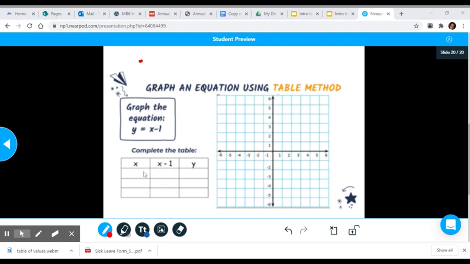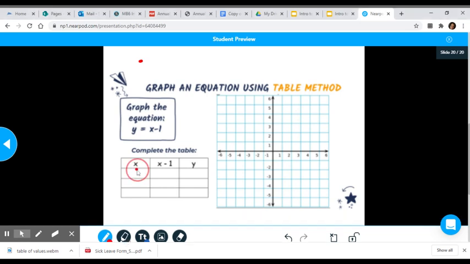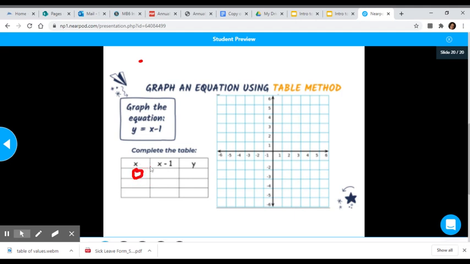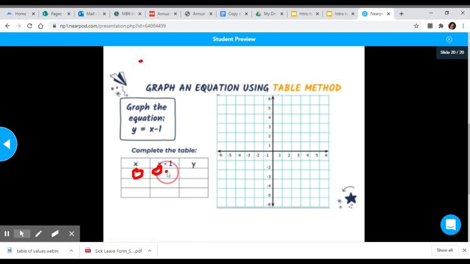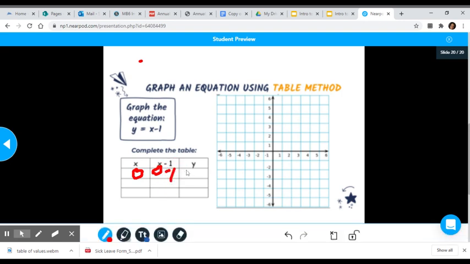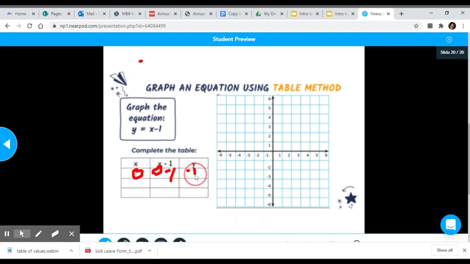And a table is where we're going to have our x value. We're going to have what our equation is stating, x minus 1, and then our y value. So what you're going to have to do is come up with some x values of your own. I typically like to use 0. So if I do 0, 0 minus 1, and excuse my handwriting, is going to give me negative 1.